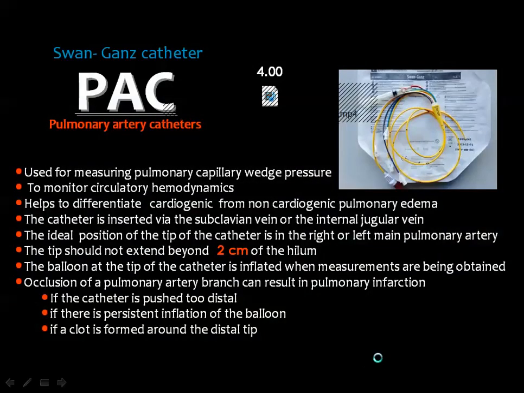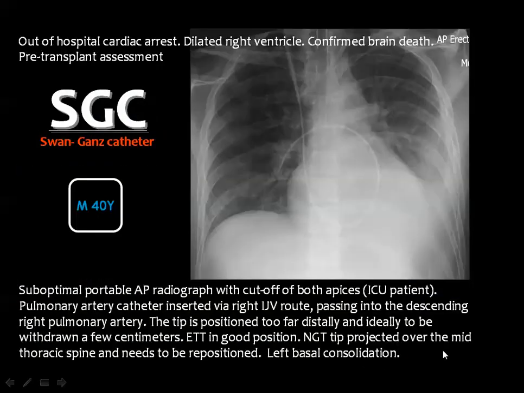Okay, then you have an idea about the Swan-Ganz catheter, and this is the accurate position of the catheter as shown in this frontal chest radiograph. You see, this is the catheter introduced through the internal jugular vein and through the superior vena cava, then to the right atrium, to the right ventricle, to the pulmonary artery, and selectively into the right one.